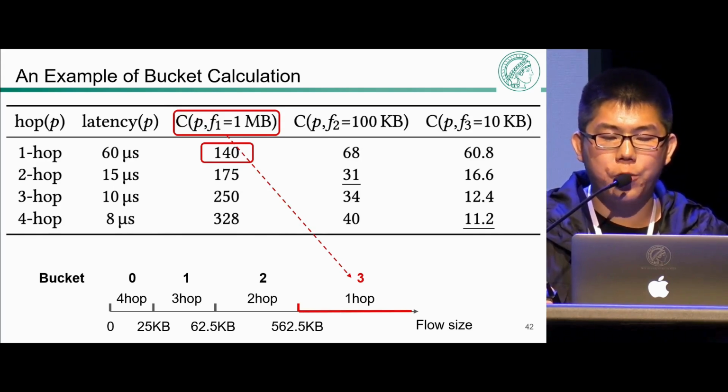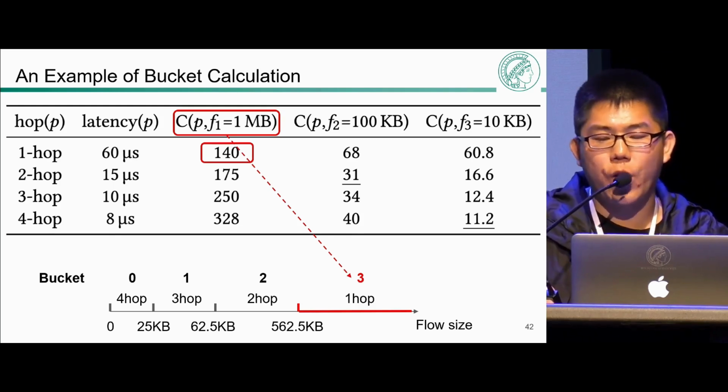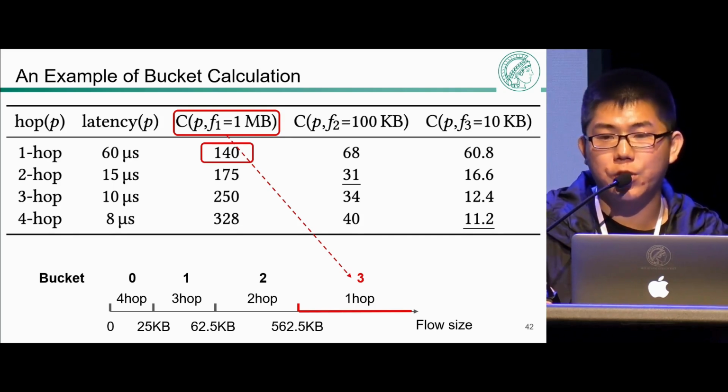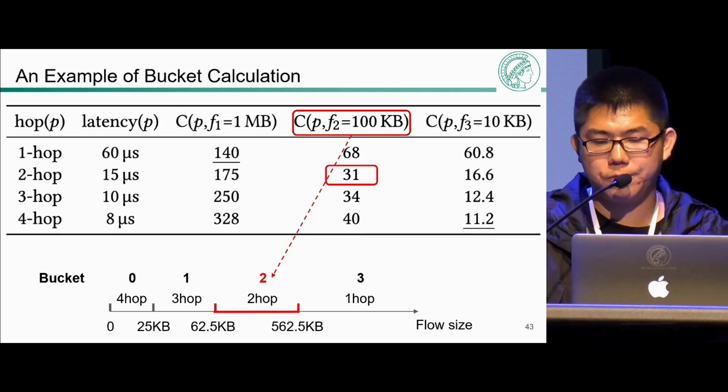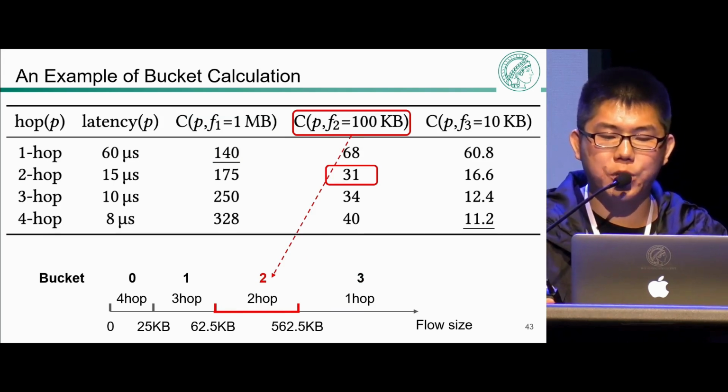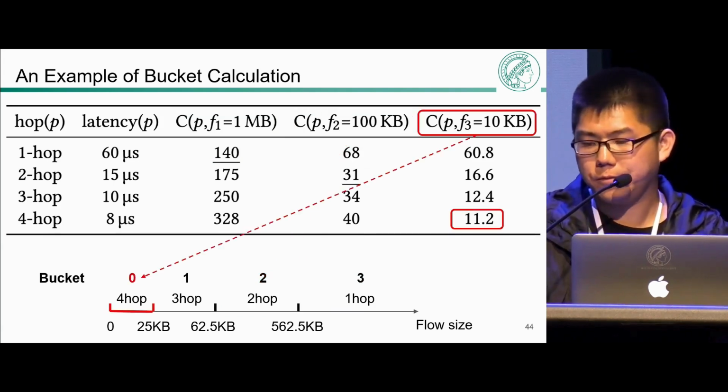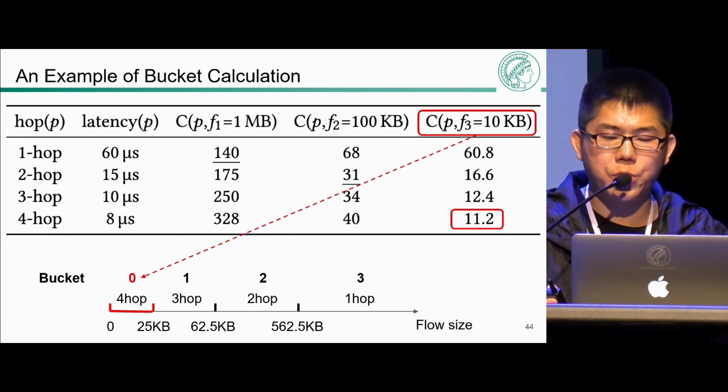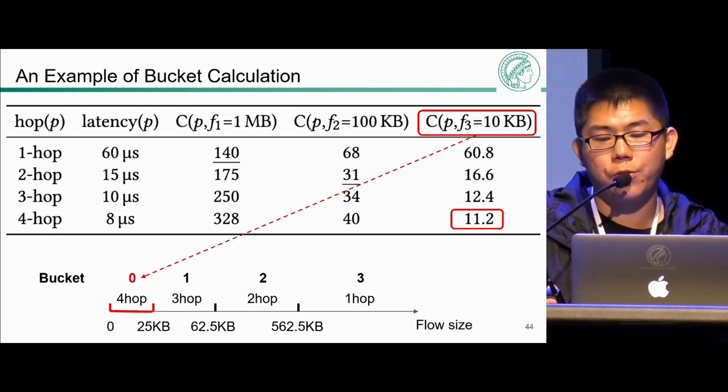Here, flow 1 falls into bucket 3, so it selects the 1 hop path. This path selection is exactly the same as the one we get by calculating the uniform cost. Flow 2 falls into bucket 2 and selects 2 hop paths. Flow 3 chooses bucket 0 and uses the 4 hop paths.